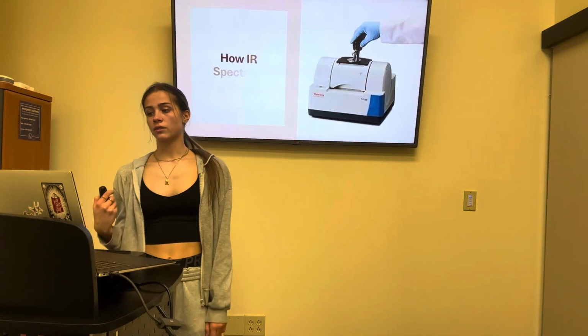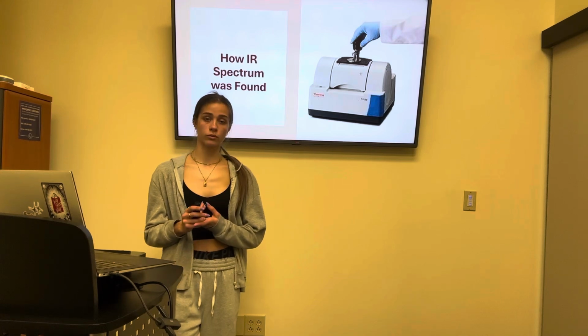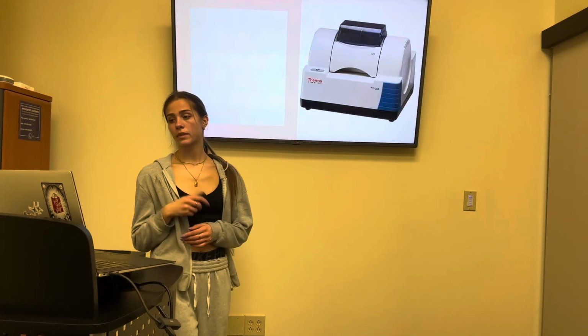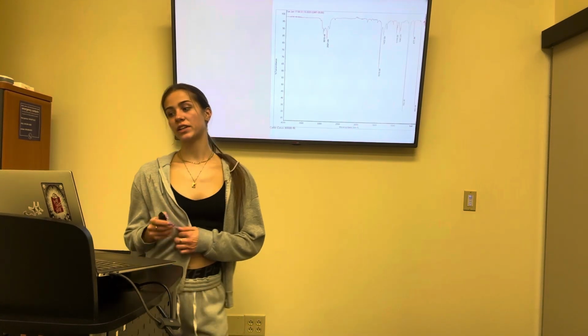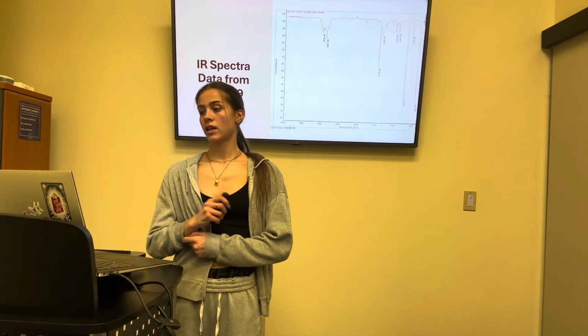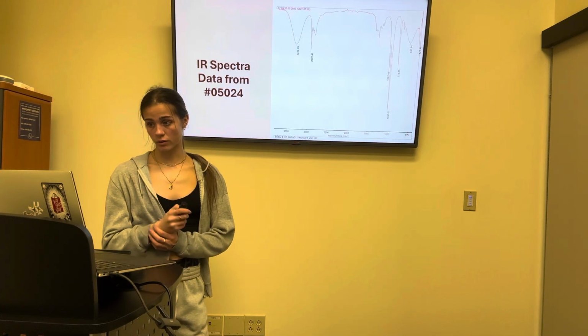Now moving on to how the IR spectrum was found. First, drops of the unknown sample from vial 43 were pipetted on top of the window of the diamond ATR, and the IR spectrometer measured the data. This figure here shows the spectrum for sample 99969, and this chart shows the sample for 05024.